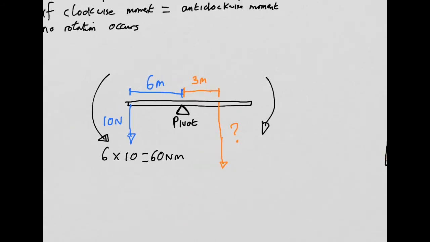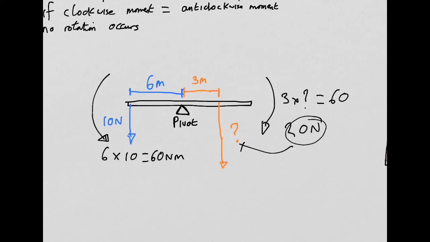Now 60 Newton meters, so we've got to make this moment on this side, the clockwise moment, equal 60 Newton meters. So it's 3 multiplied by the force, which we don't know yet, is going to equal 60. Okay, so 60 divided by 3, that's going to give you 20 newtons of force. So this linear force has to equal 20 newtons in order for the system to balance, because 20 times 3 is equal to 60, and 10 times 6 is also equal to 60, so it's in balance.